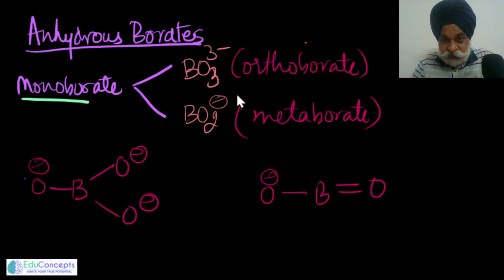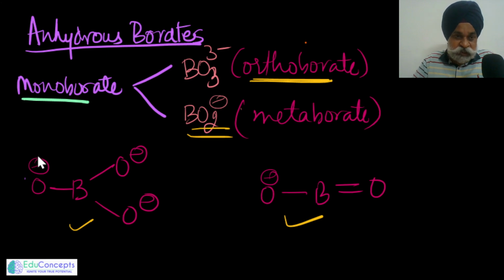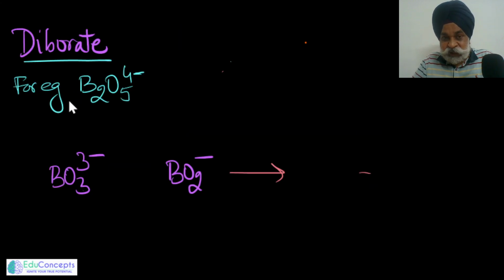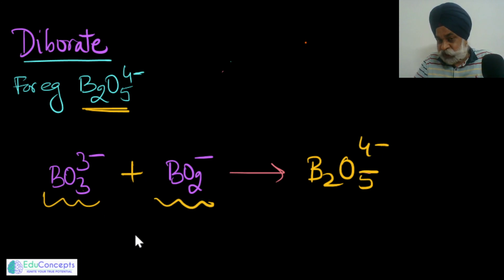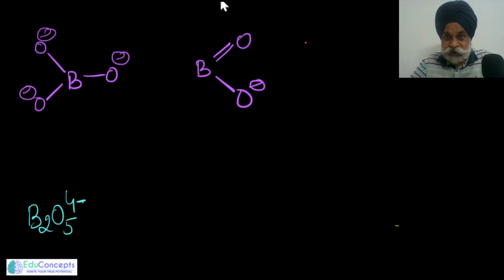Now coming on to the first one, orthoborate is a simple one, which is BO3 negative, and metaborate also is very simple. This we already know, as in the borax bead test we have talked about the metaborate. Now coming on to the diborate. I am picking up one example of diborate. If I want to generate this particular anion, it can be generated from these two, borate and metaborate joining. How does it join? A simple reaction, just like in organic chemistry. This one negative charge attacks it, this moves further.